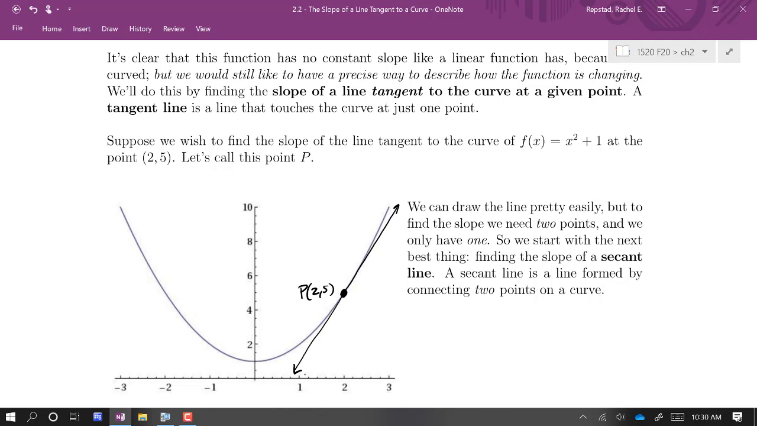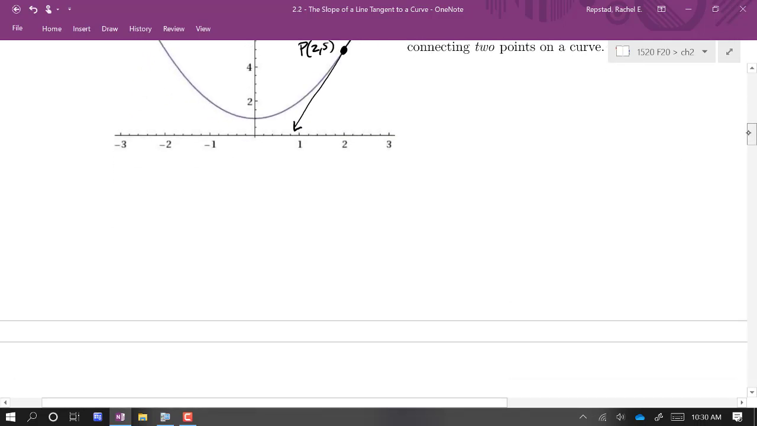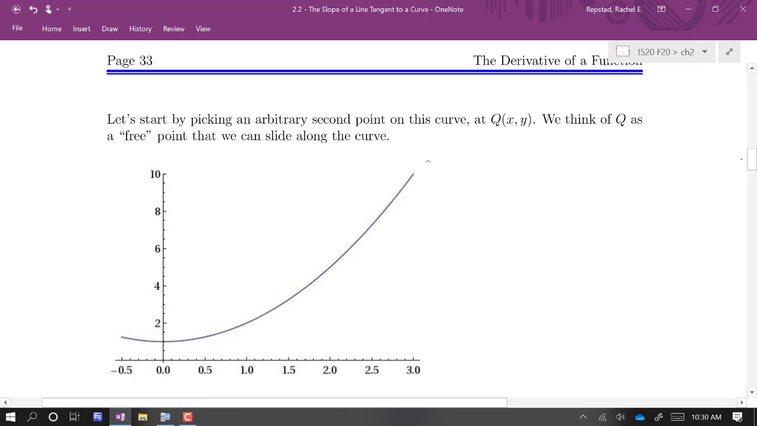So in order to help us build this tangent slope, in order to get closer to it, we're going to start by approximating it. We're going to approximate the slope by drawing what we call a secant line. So here's the same graph, y equals x squared plus 1. I've just zoomed in on the first quadrant region. And here's the point we're interested in, at 2, 5. We're going to call this point P.